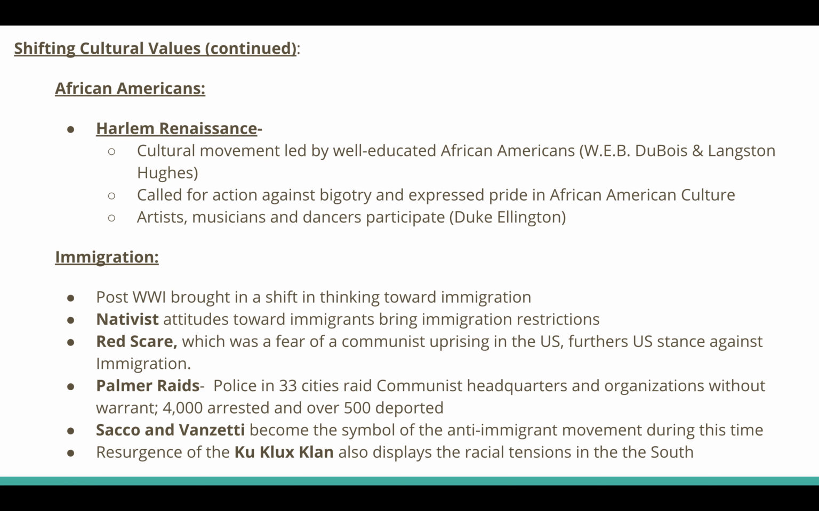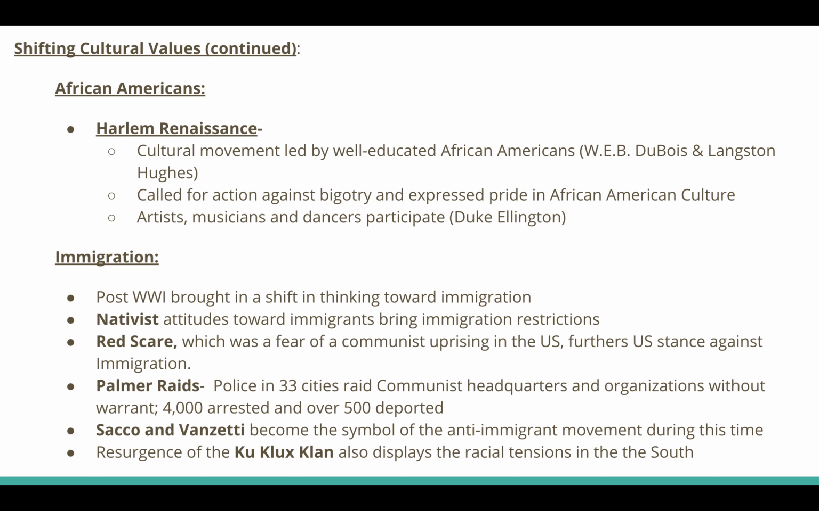They were against the government, but they became a symbol of the anti-immigrant movement. They were eventually sentenced to death. Their innocence to this day is debated, but 50 years after their case, they were granted innocence by the governor of Massachusetts, I believe.